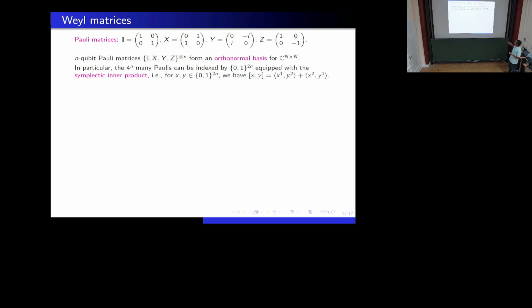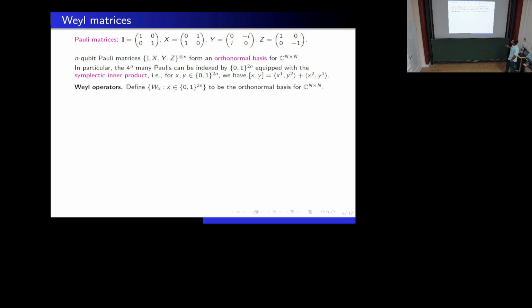Because when I look at the inner product between x and y, for example, because they are Pauli matrices, they do not commute with one another. Because they do not commute, I need to take that into account in this inner product, and the symplectic inner product seems to be the right definition for how the inner products between these matrices work. I'll come back to this again later in my talk.